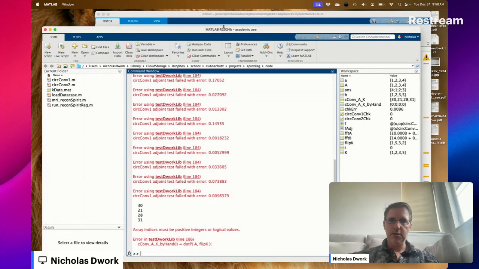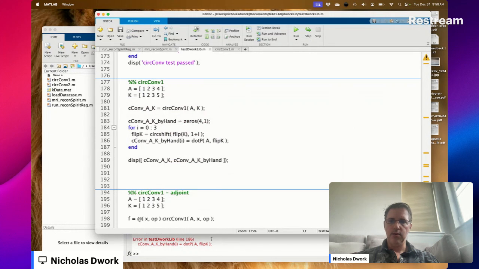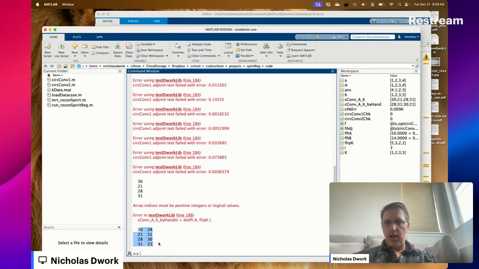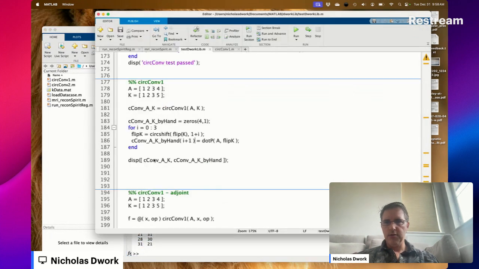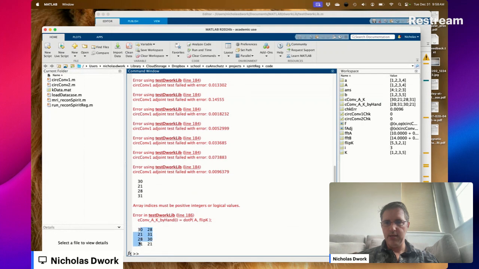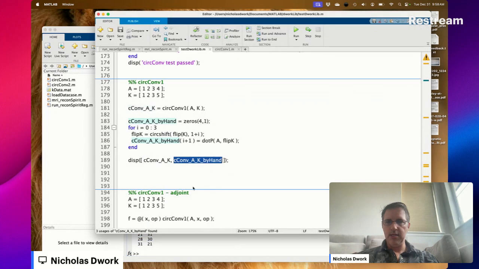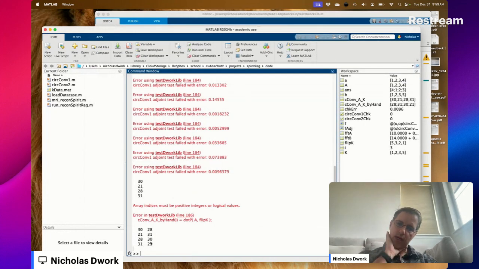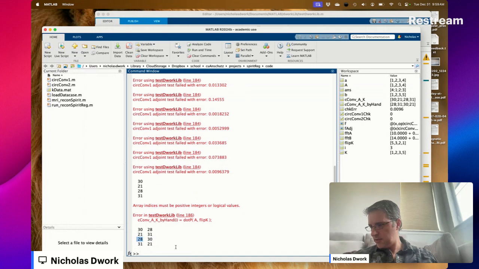Array indices must be positive integers or logical values. Oh, right. And they're different. So this first column is the result of the FFT. And this next column is what I get if I do it by hand. Oh, wait, okay. So 30 is at the origin by hand and 28 is at the origin using the FFT. Which one is correct?